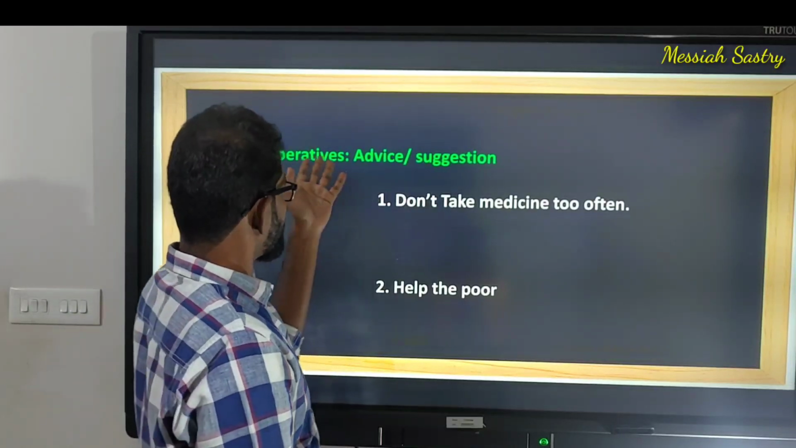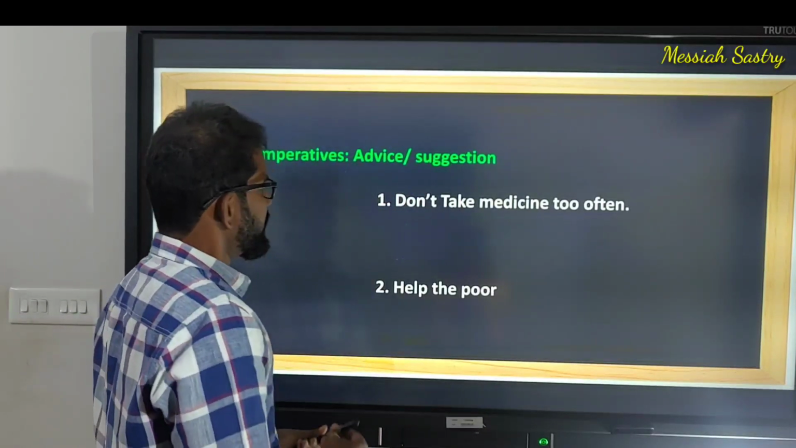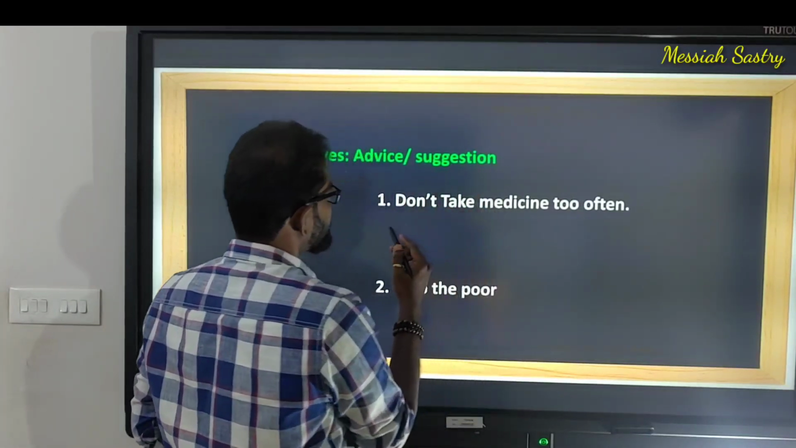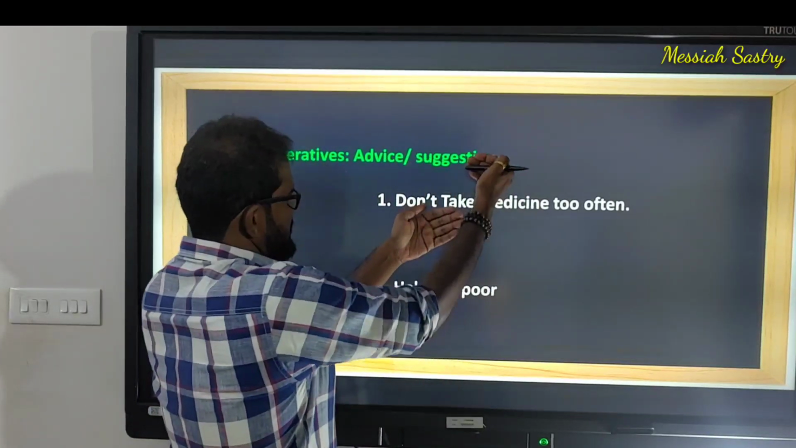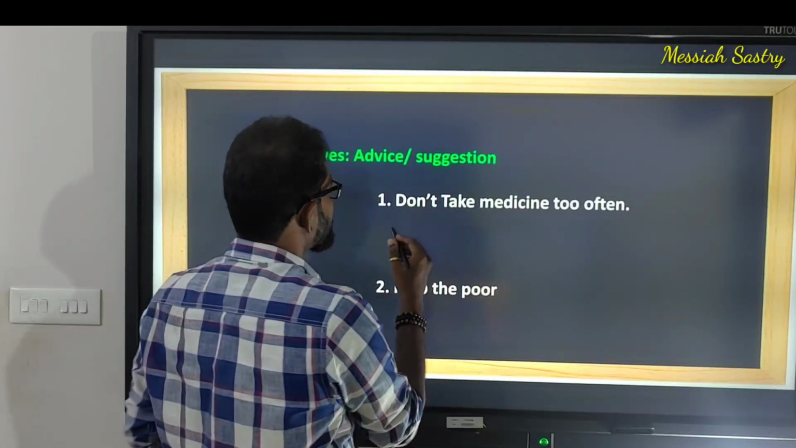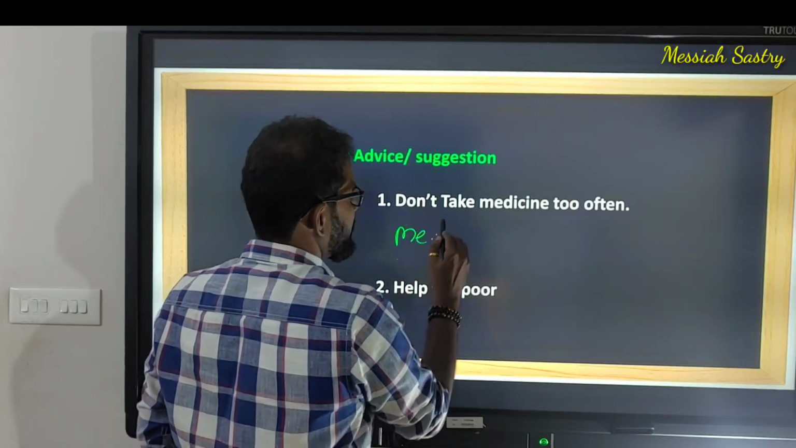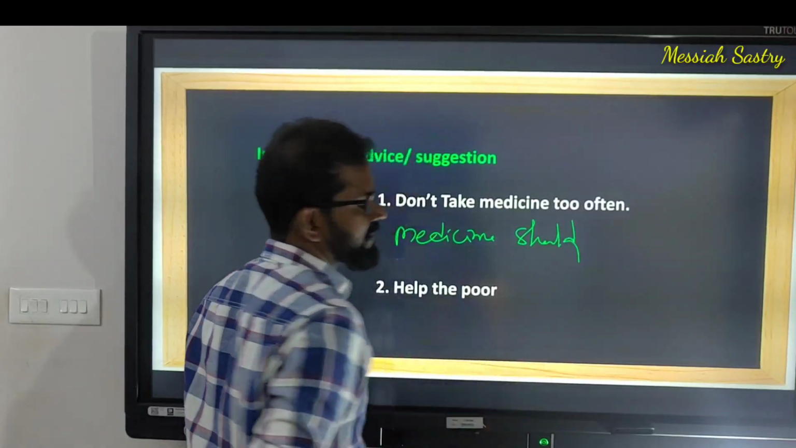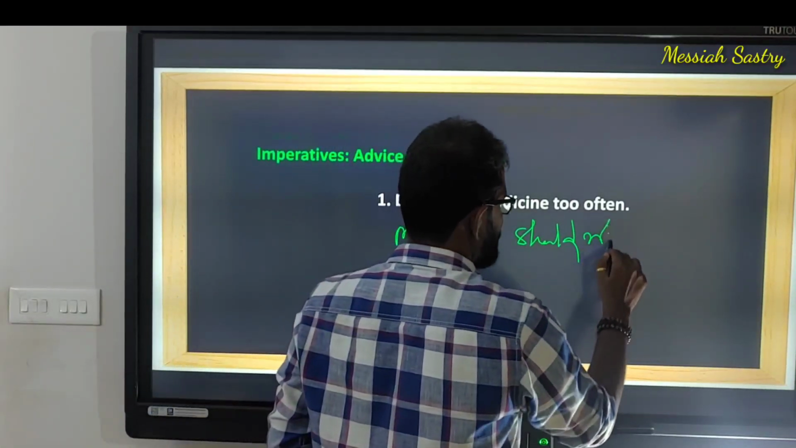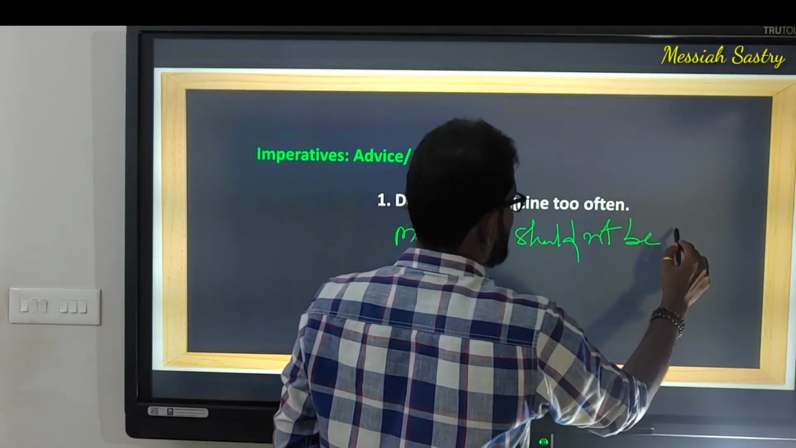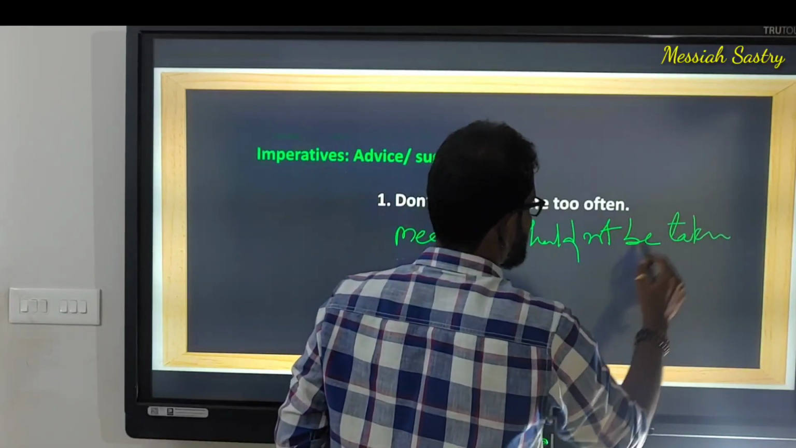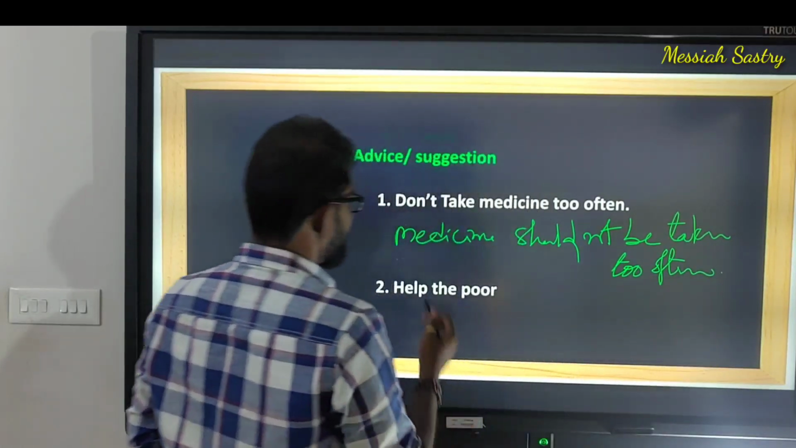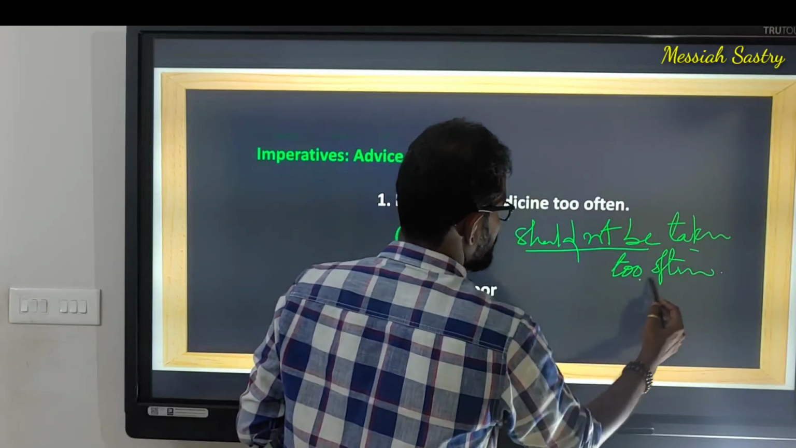If the imperative is advice or suggestion, for example, don't take medicine too often. It's advice, imperative. Then how do we write advice, suggestion, imperatives into passive voice? Write medicine should. We use the modal should. Should not be taken too often. Medicine should not be taken too often.